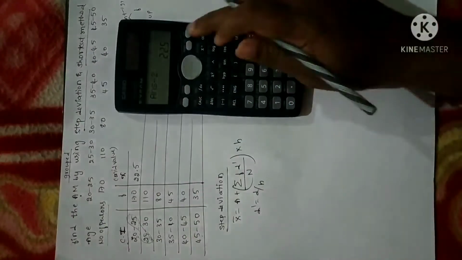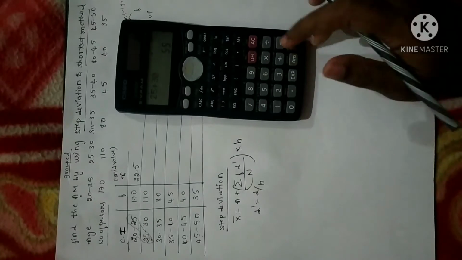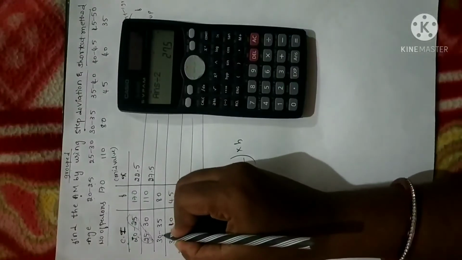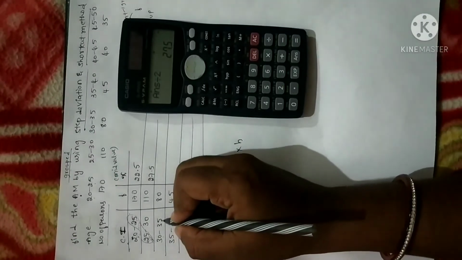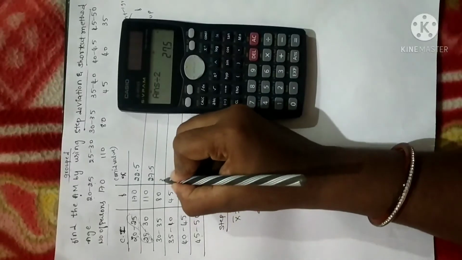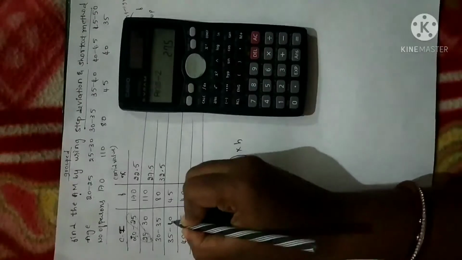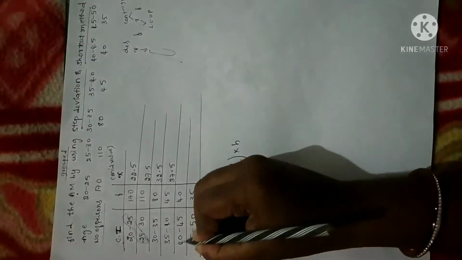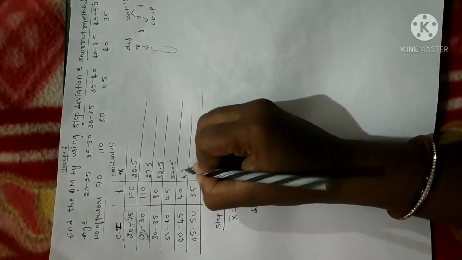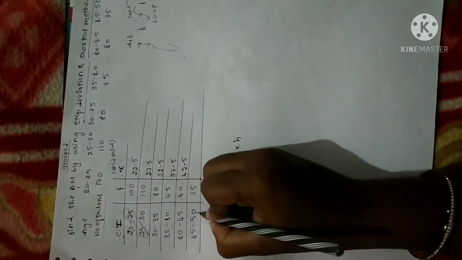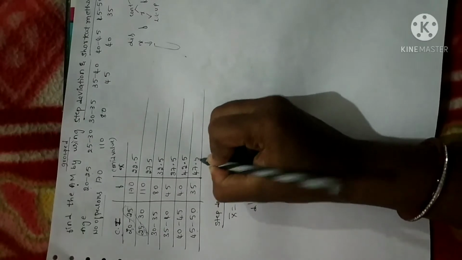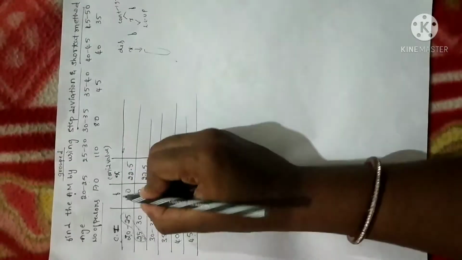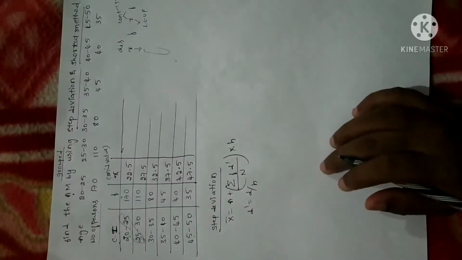Similarly, add 25 plus 30 divided by 2, that gives 27.5. Add 30 plus 35 divided by 2, that gives 32.5. Now 35 plus 40 divided by 2 gives 37.5. 40 plus 45 divided by 2 gives 42.5. 45 plus 50 divided by 2 gives 47.5. Now I have obtained the values of x and f, and the class interval is given in the problem itself.